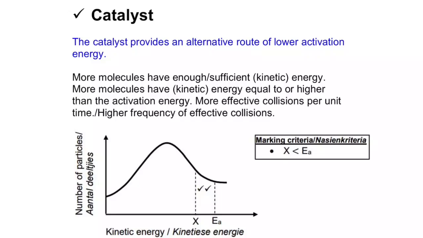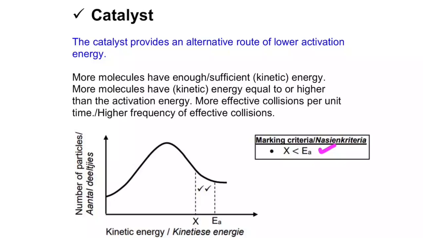Okay, so the Maxwell-Boltzmann distribution curve, let's take a look at it. I've extracted this from a past exam question. This is part of the memo, that's why it says marking criteria here. So take a look at this. Point X is the lower activation energy provided by the addition of a catalyst.